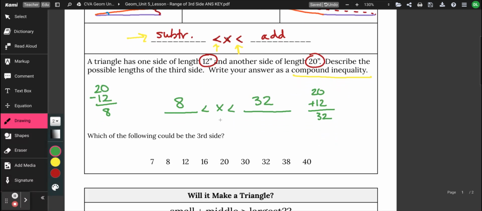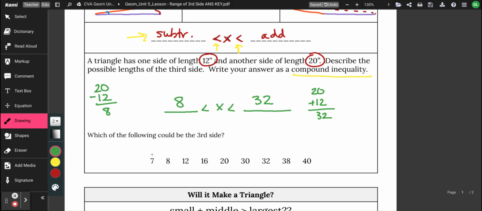The next part of the question is asking, of all of these options, which one could be the third side? Well, we know it can't equal 8 or anything smaller, so I'm going to cross off 8 and 7 because that is equal and smaller. And we know that it can't be 32 or bigger, so I'll cross off 32, 38, and 40. Notice what I'm left with is 12, 16, 20, and 30, and those are in between and not equal to.